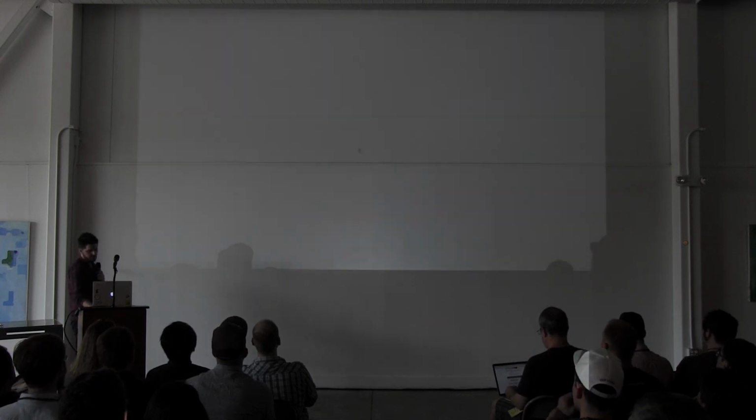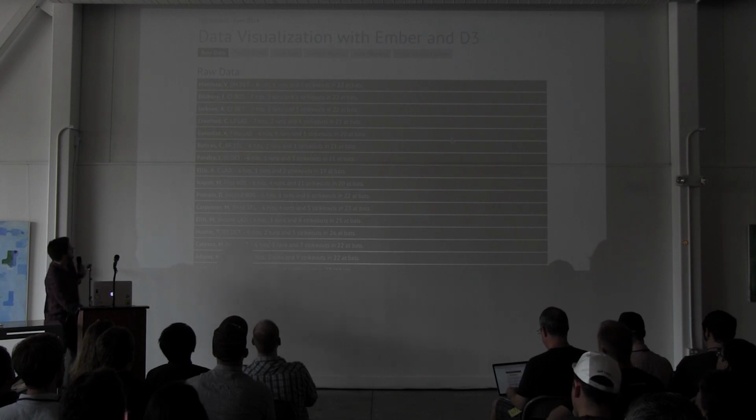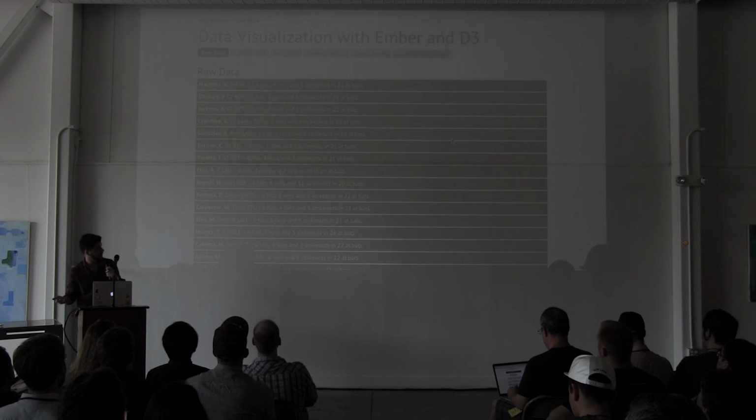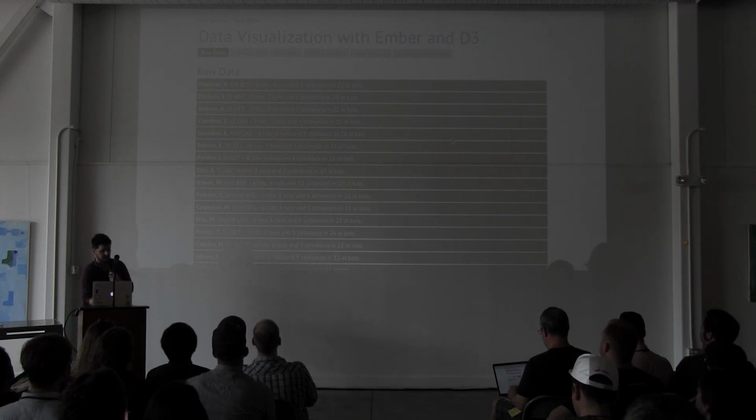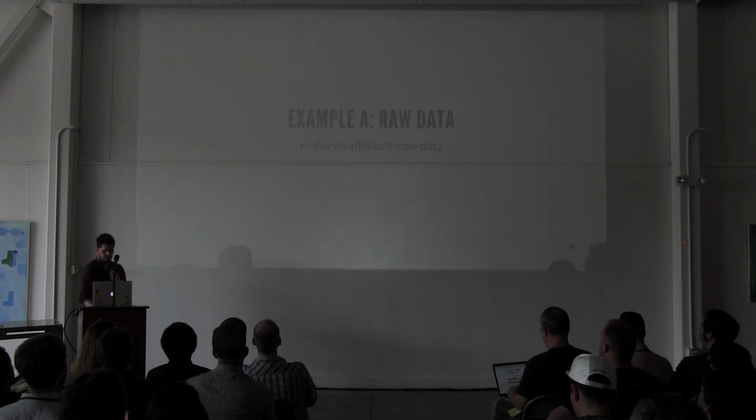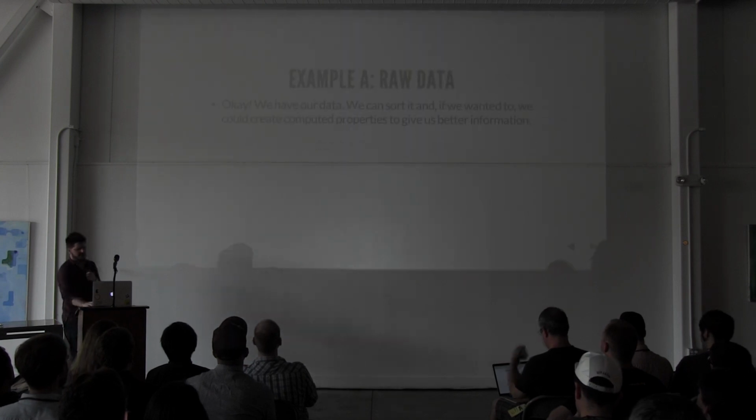So at raw data, we'll just pop that open. Yeah. So nothing much to see here, but that is that data that we previously looked at on the MLB.com table, and now it's presented in Ember inside an each and handlebars. But there's not much to it. We have it, and we can sort it.